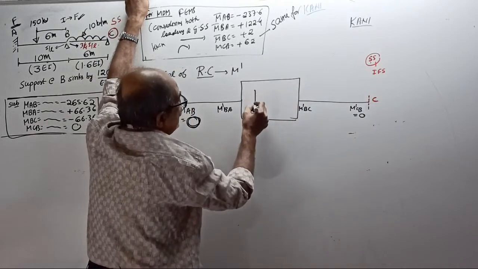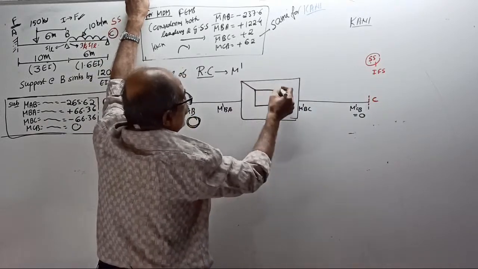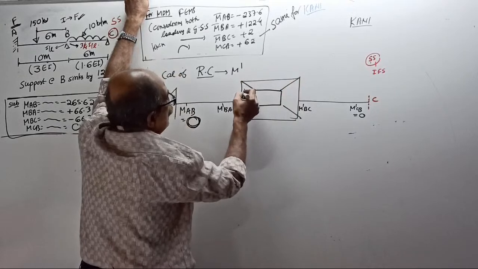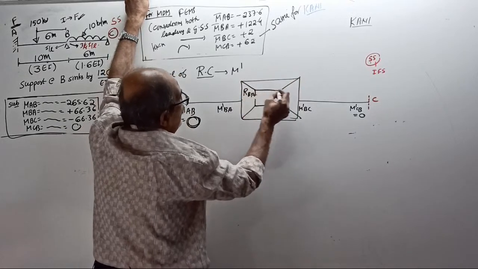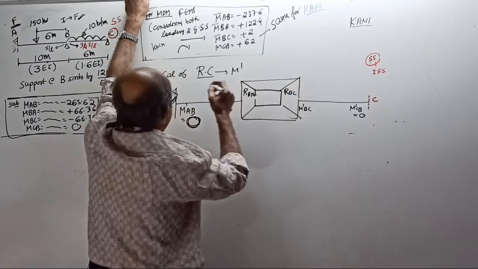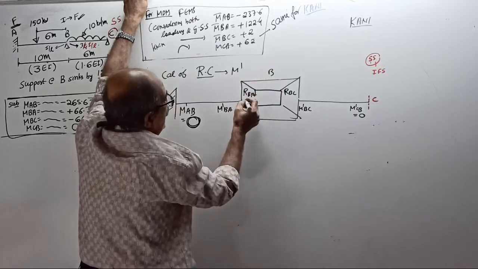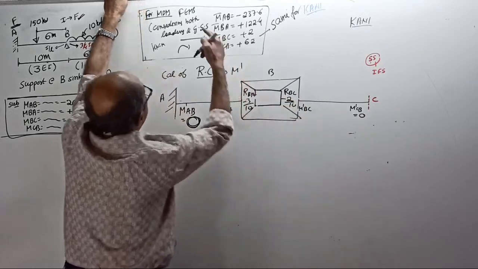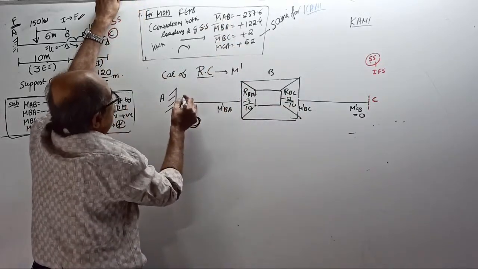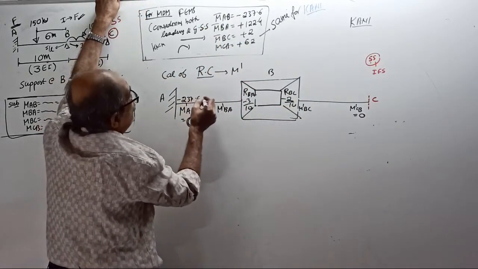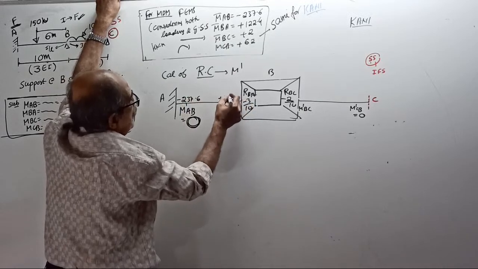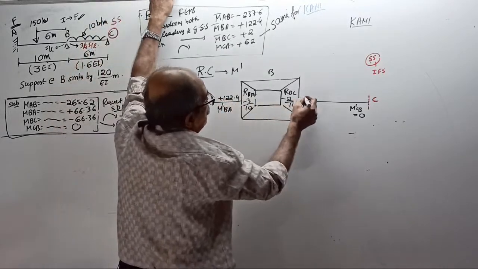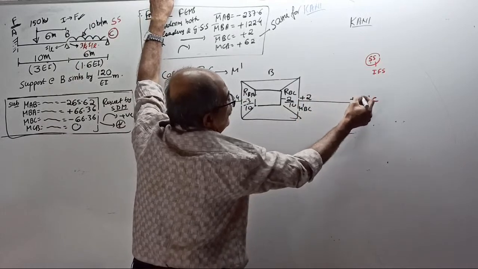Okay. Enter here. Here what you have to do? Write rotation factor for BA, rotation factor for BC, ABC. Now, BA is minus 3 by 10, minus 2 by 10. FPMs are minus 237.6 plus 122.4 plus 2 plus 62.